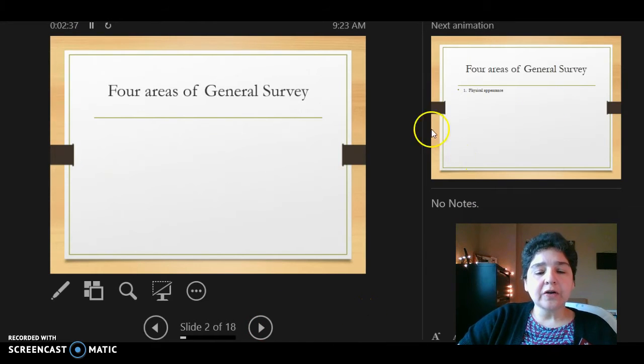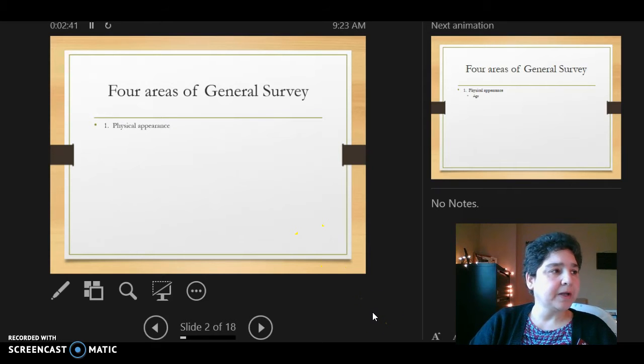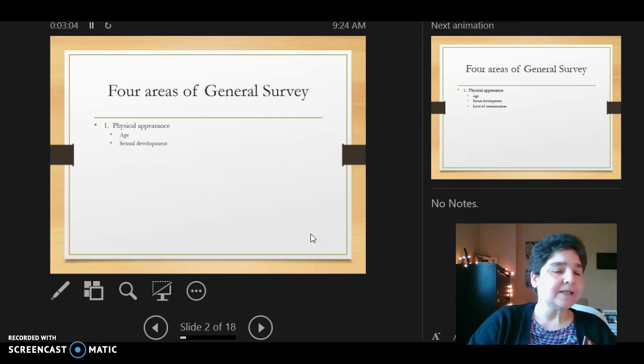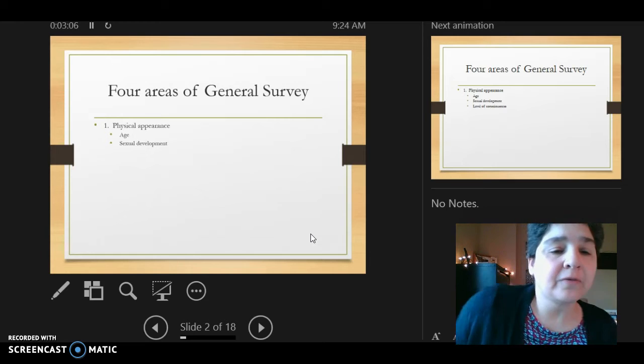So there's 4 areas to the general survey. The first one is physical appearance. So when we look at physical appearance, what we think about is the specifics about the patient. How do they physically look? Some of the things that we look at with this include their age. Do they appear to be the age that they state they are? Sexual development, is it appropriate for their sex and for their age?